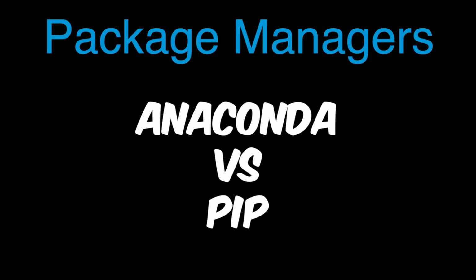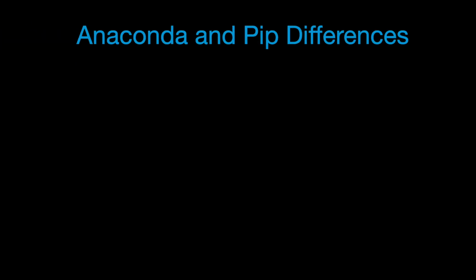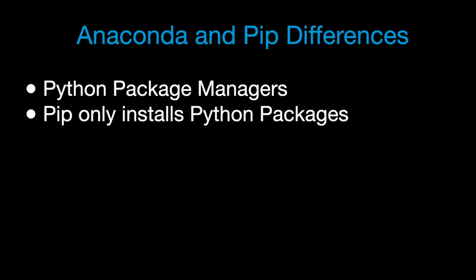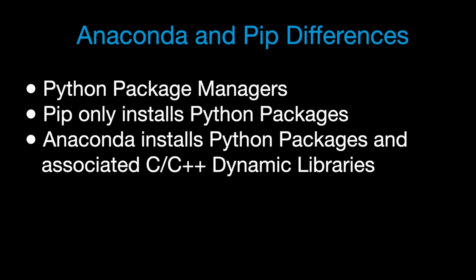This is a good time to talk about the major difference between conda and pip. Both are Python package managers. Pip handles strictly Python packaging. On the other hand, conda can package Python and supporting C and C++ dynamic libraries. This allows for much better performance for compute-intensive applications.